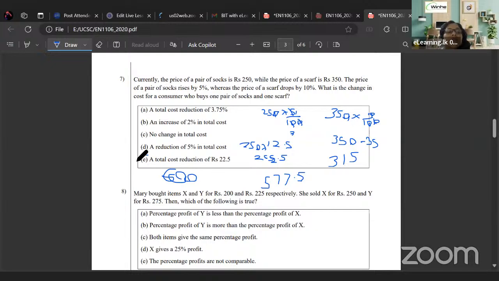22.5, E is correct. What are the other answers that you can have? If we subtract 577.5 from 600, we get 22.5. So E is correct. Total cost reduction of 3.75. To find whether it is 3.75, we divide this total cost reduction by 600 and multiply by 100.